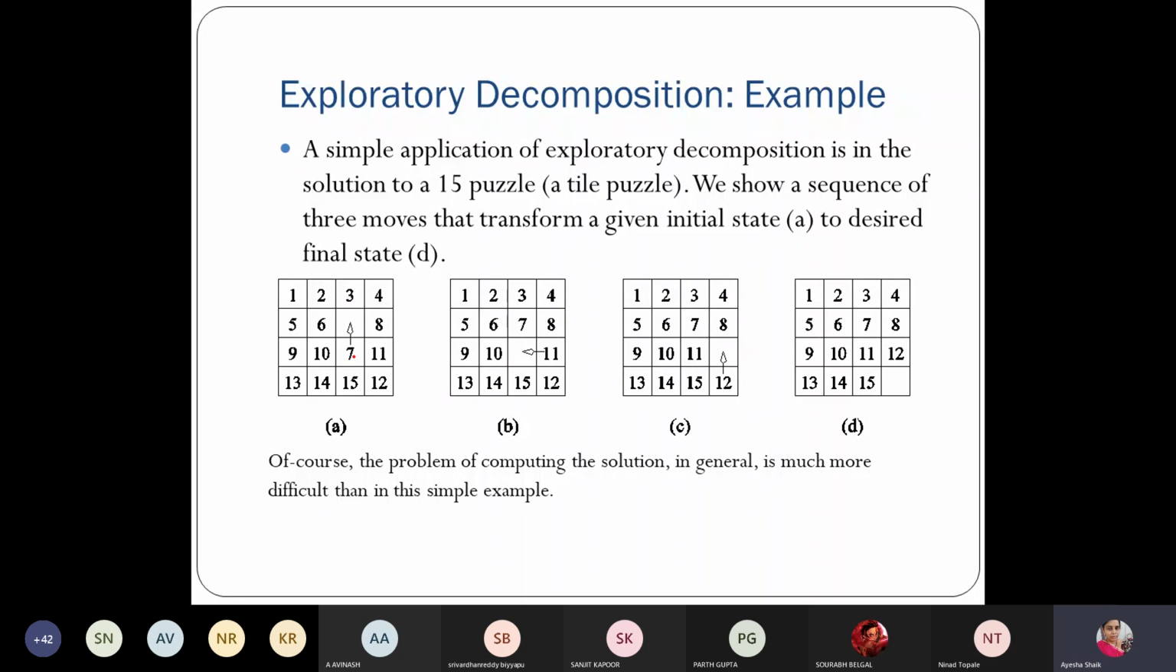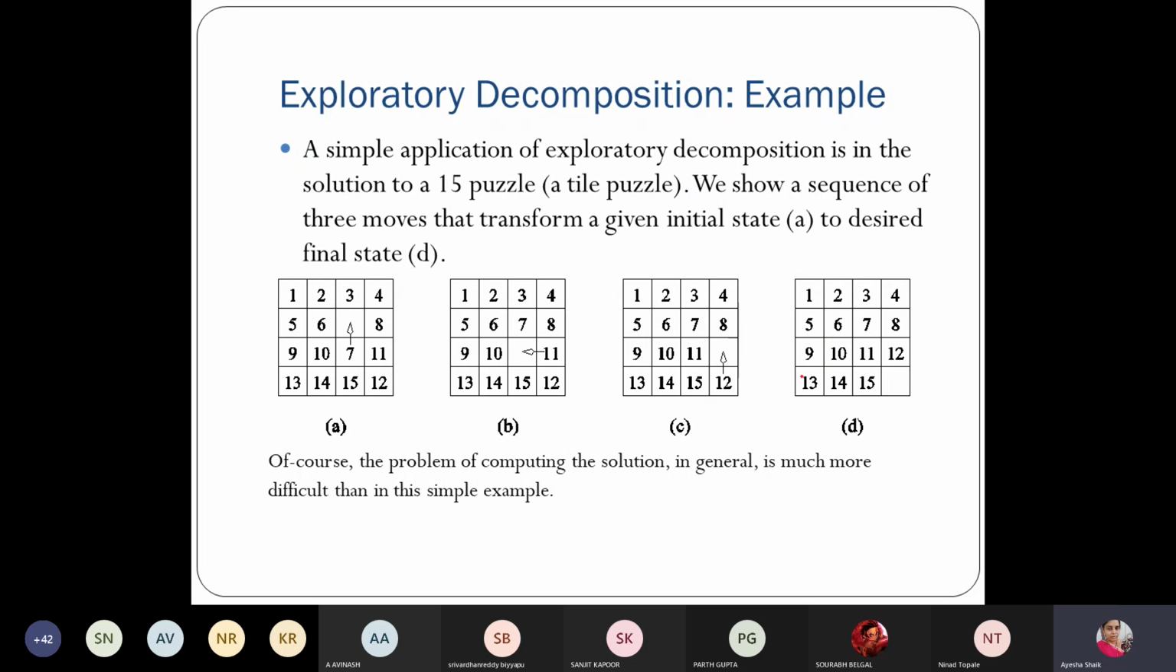Once 7 has been moved upside, a blank tile is created. Now the possible moves are 10, 11, or 15. Let us assume that 11 has been moved to the left side. Now a blank space is created, and the possible moves are 8 downside, or 12 upside, or 11 right. Let us assume 12 has been moved up.